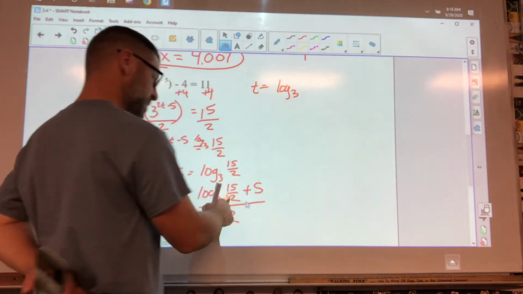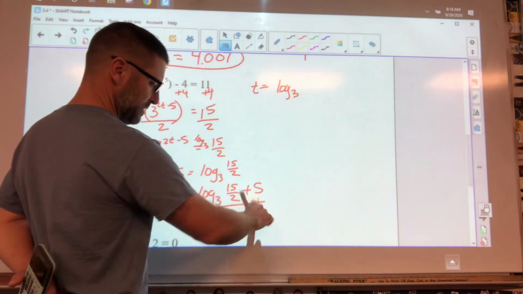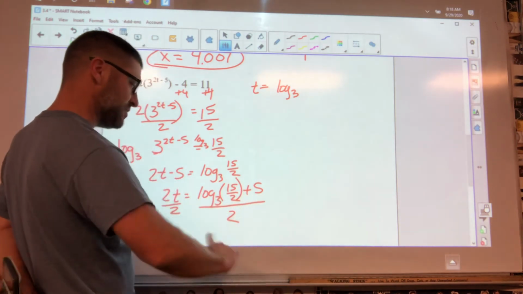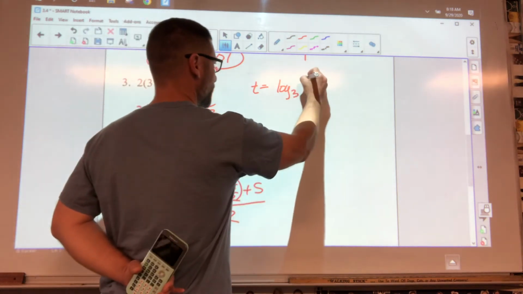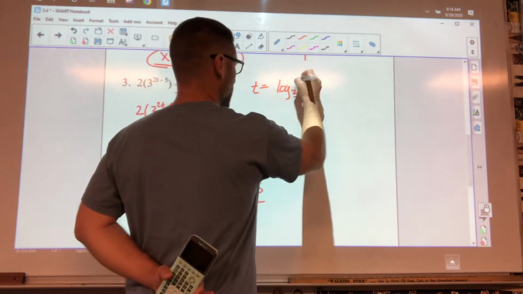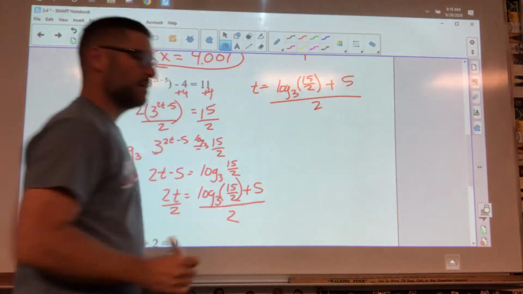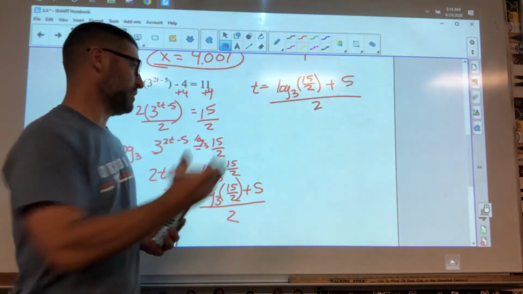You know what? Nope, I can't combine those two because this is log base 3. I almost added those two together. I can't do that. So log base 3 of 15 halves, in parentheses, plus 5 all over 2. Weird ACT version of it, but it would look something like that.